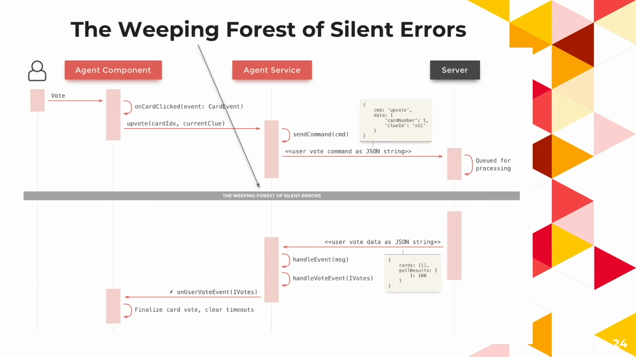As everything goes to the server and we're waiting for an acknowledgement, if we don't hear back from the server after 3 seconds, we're just going to assume that something went wrong, and then we can either retry automatically, or in this case, we just unhighlight the card and then let people retry manually.